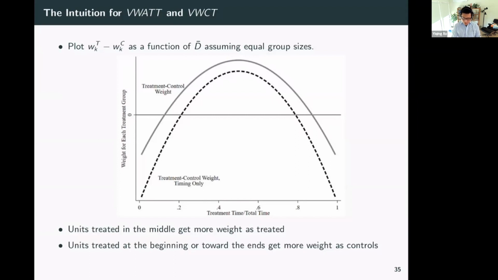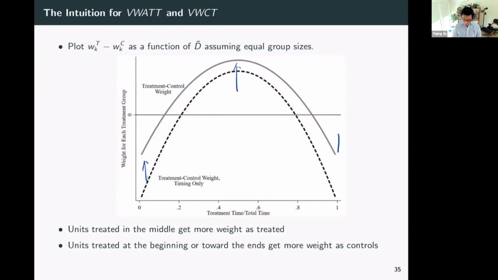It serves as treated and can also serve as control. And this is the weight, the net difference between weights for each unit being treated and each unit being in control. So for units in the middle, the weight will be the highest. And for early adopters, basically getting treated very early, this weight is negative because early adopters also serve as control, maybe erroneously serve as control for others.